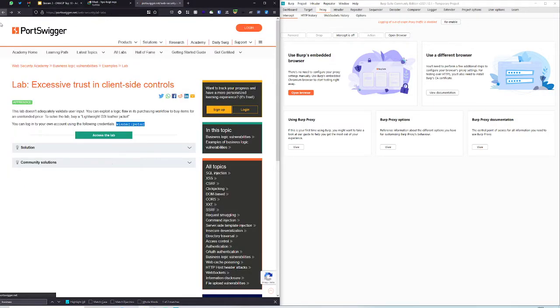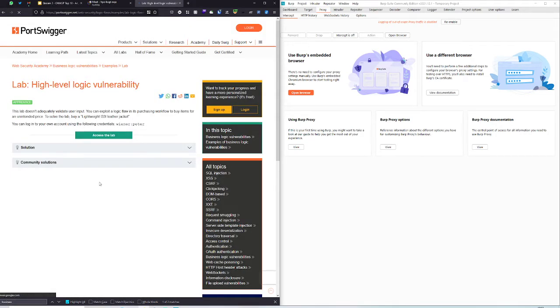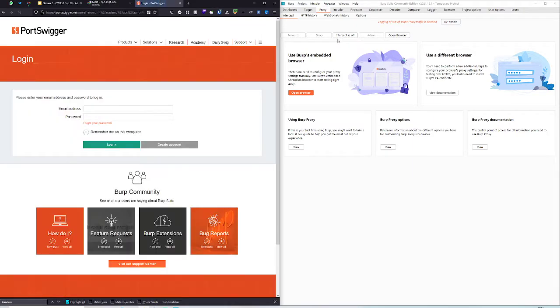Let's go back. High level logic vulnerability. So the lab doesn't adequately validate user input that you can exploit. This is the one. This isn't the one I just did, was it? Well, it's very similar. Why though? Okay, just log back in.